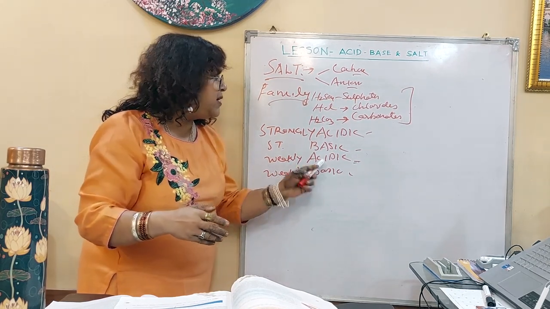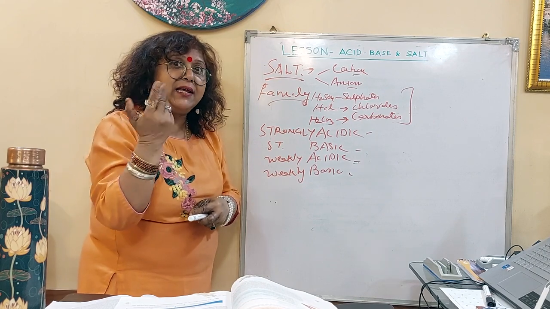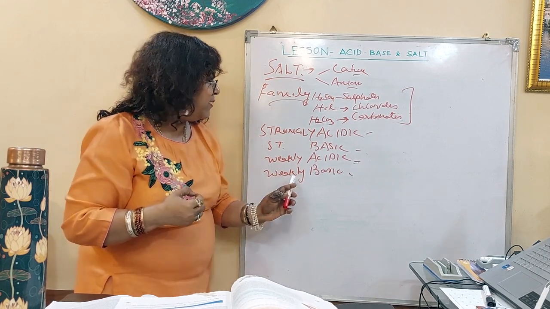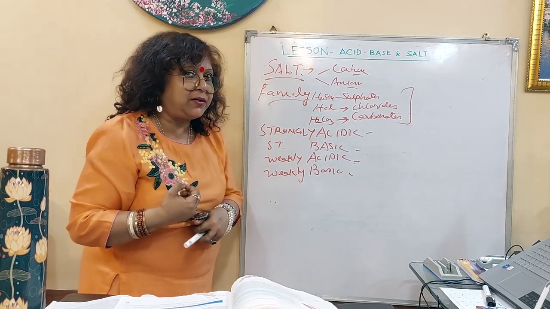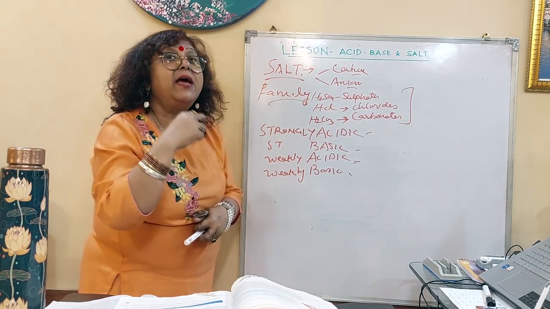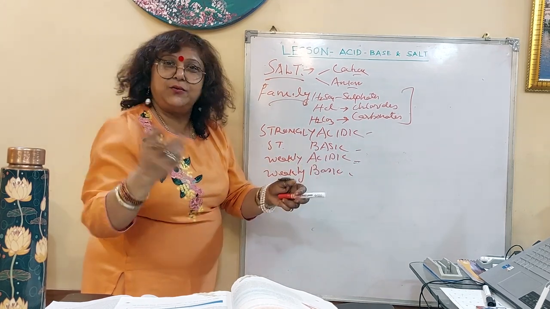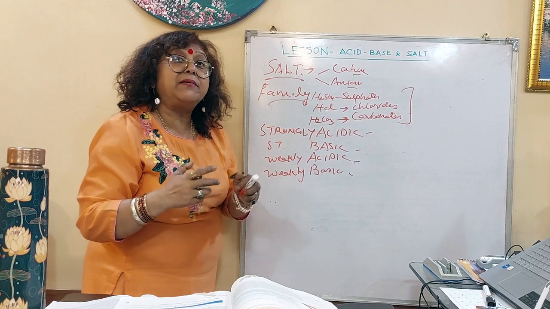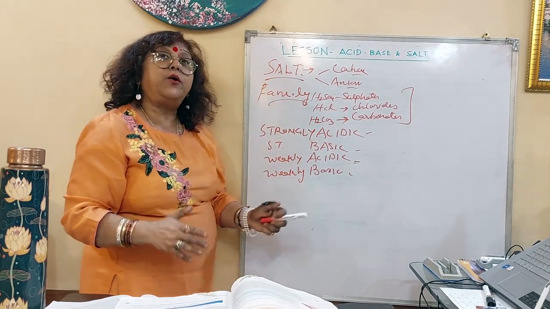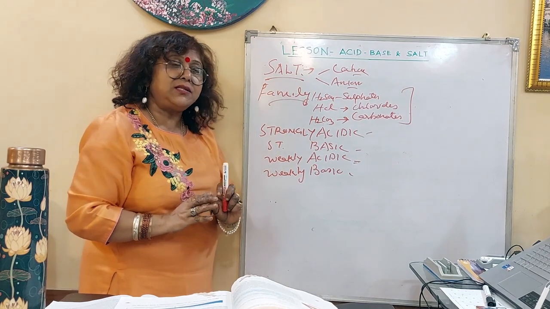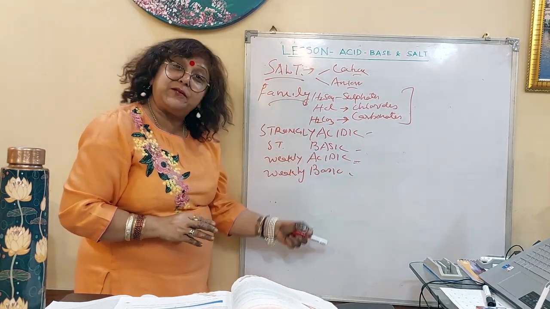The salts which are weakly acidic, like the salt from weakly basic ammonium hydroxide, NH4OH. The salt which will come from there will be NH4Cl. NH4OH plus HCl will give rise to the salt. I am not writing the equations, I am telling you the questions which can be asked from the common topic salt. What are salts? What are the family of salts? What are the various types of salt?